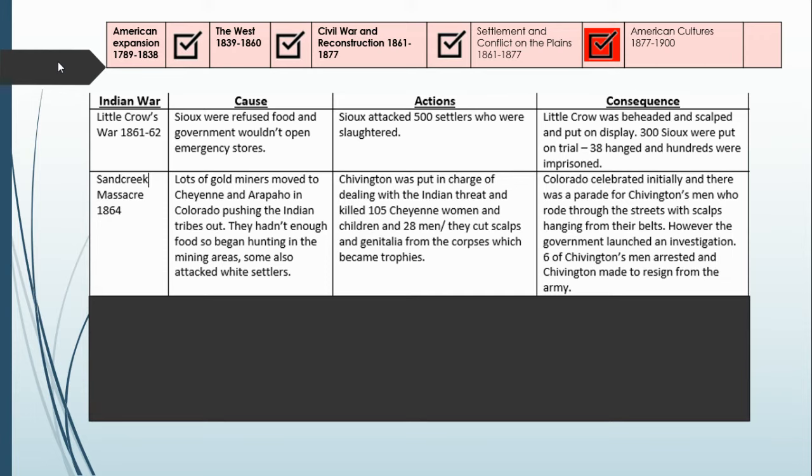The consequence of this then, Colorado celebrated initially, and there was a parade for Chivington's men who rode through the streets with scalps hanging from their belts. So very vivid imagery here, and something that obviously would not be condoned at all today, but very, very violent reaction from Chivington, and initially he is praised. However, the government do launch an investigation, and 6 of Chivington's men were arrested, and Chivington was made to resign from the army. So because his actions were so aggressive, so bloodthirsty, he ends up in trouble as a result of that.